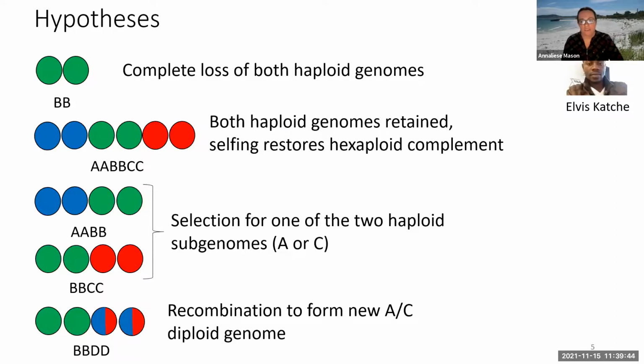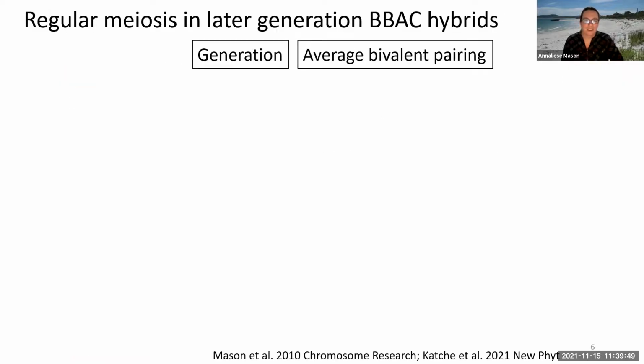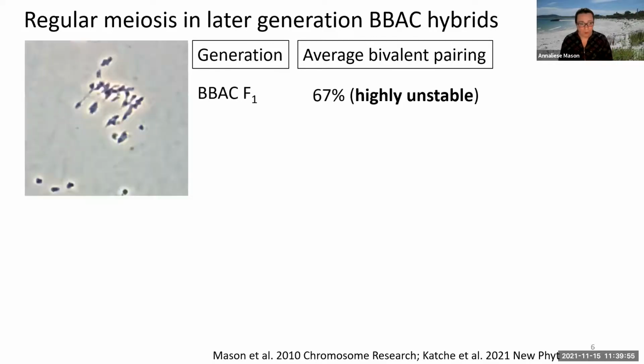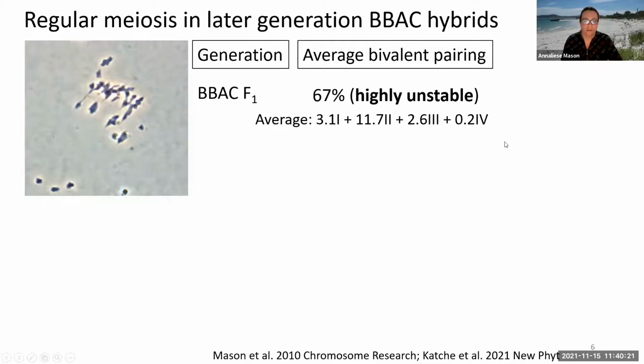Okay, we could have probably predicted this in advance if we'd thought about it more, but regular meiosis occurs in the later generation BBAC hybrids. In the very first generation, this is basically an indication that these hybrids are very unstable. So they throw a lot of progeny, which have very different chromosome complements. We did this measurement with meiosis, and this is about 67% bivalent pairing. This is the actual cytogenetic configuration: univalence, bivalence, trivalence, and quadrivalence on average.